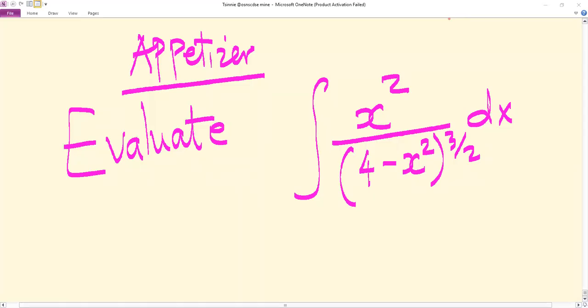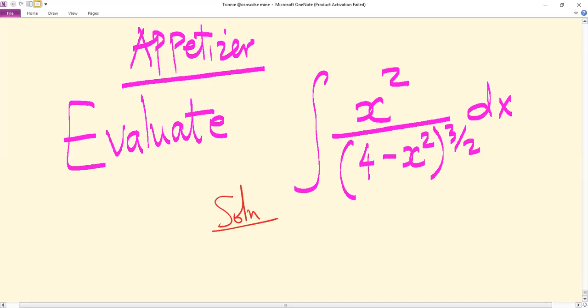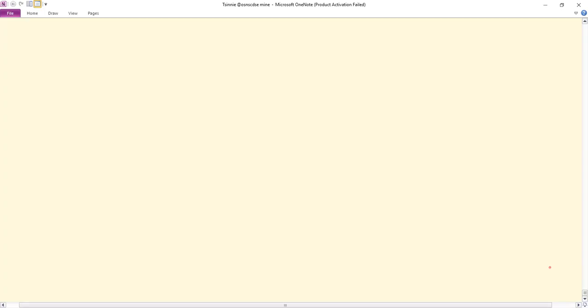Welcome to this session. We have a problem on integration: the integral of x squared over (4 minus x squared) raised to the power 3 over 2 dx. So, the solution of this. We start by saying that the denominator is (4 minus x squared) raised to the power 3 over 2.